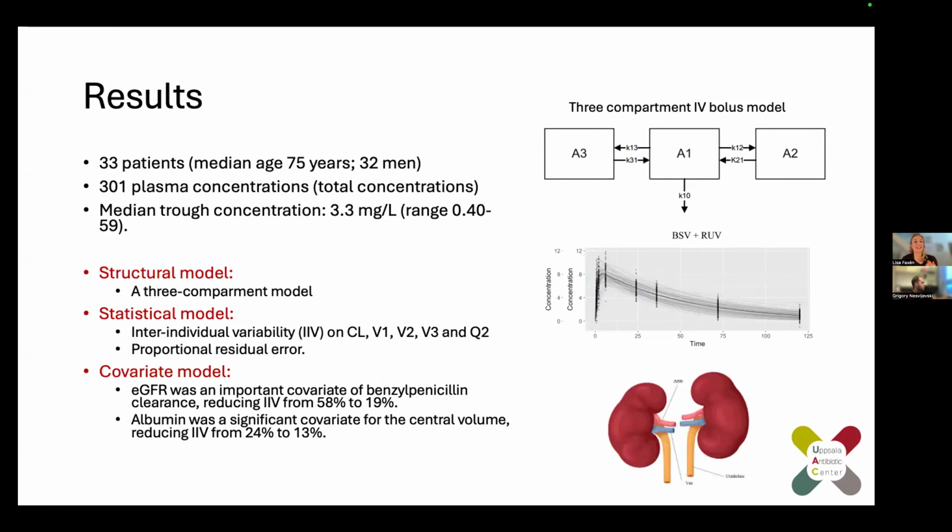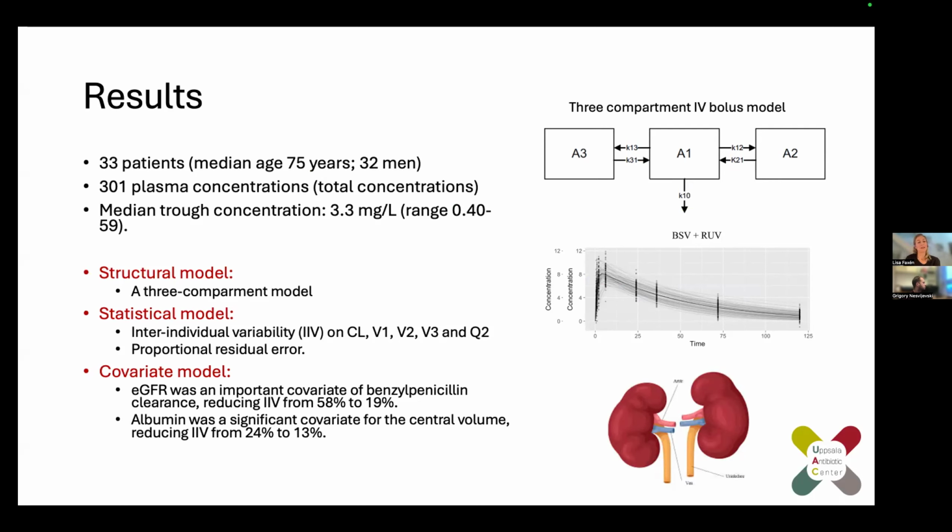So what did we find? We included 33 patients. Our aim was to include around 30 patients to be able to build a robust model. The median age was 75 years. 32 of those 33 patients were men. This imbalance is known in this condition. It's mainly men, but usually the ratio is around 70%, so this is a bit more than that.